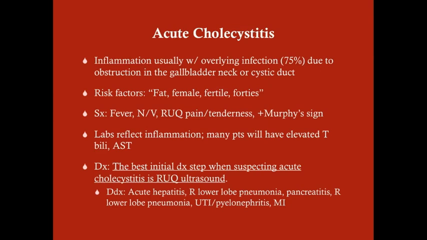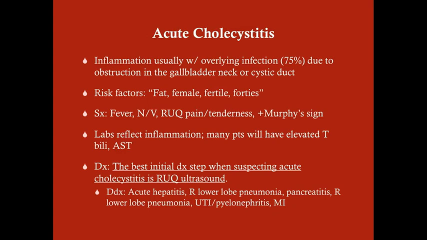It's inflammation, usually with overlying infection in 75% of the patients, due to obstruction of the gallbladder neck or the cystic duct. So why do we get infection when it's just a stone blocking the gallbladder? When you have this direct pressure from the stone, it causes localized ischemia of the gallbladder, because it's compressing on the arteries that are supposed to supply it. You also get an impaired venous return as well.